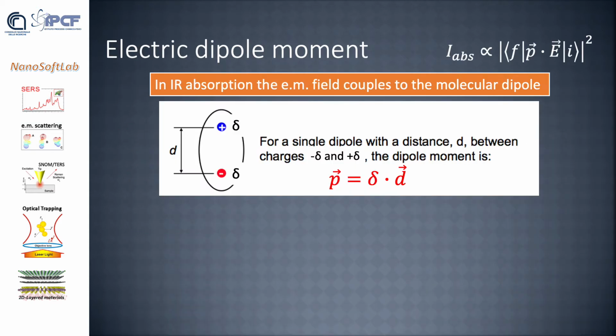In the so-called infrared absorption spectroscopy, the electromagnetic field couples to the molecular dipole. This is given by this formula in which P is the dipole moment of the molecule and E is the incident field. What is the dipole moment? Let us assume that we have a molecule in which the charges are separated by some distance d, positive charge delta, negative charge delta. Then the dipole moment is a vector defined as the product of the charge times the displacement vector.